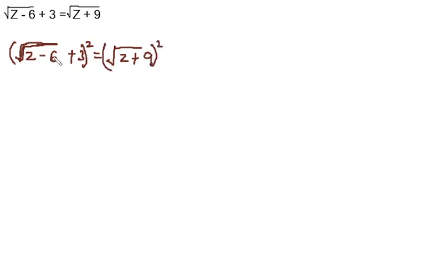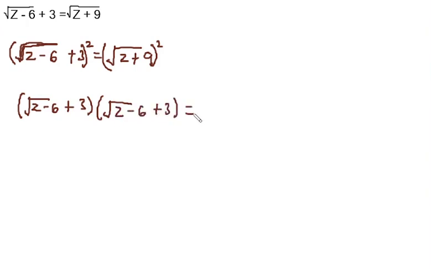If you notice here, this square cannot cancel out the square root directly, so we have to expand this bracket. For the first bracket, we have the square root of z minus 6 plus 3, and the second bracket is the same, the square root of z minus 6 plus 3. This is equal to, in this case, the square can cancel out the square root, so we are left with z plus 9.